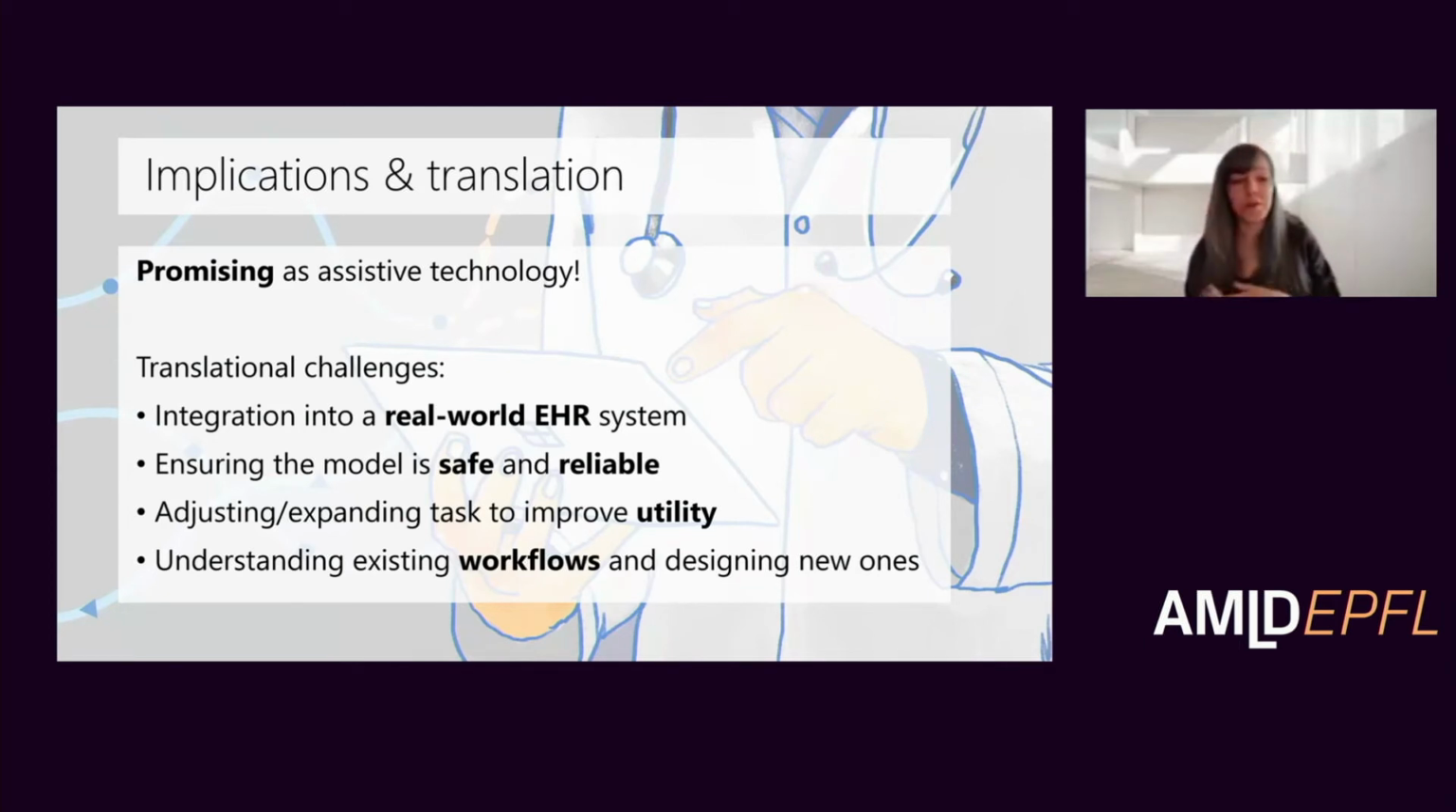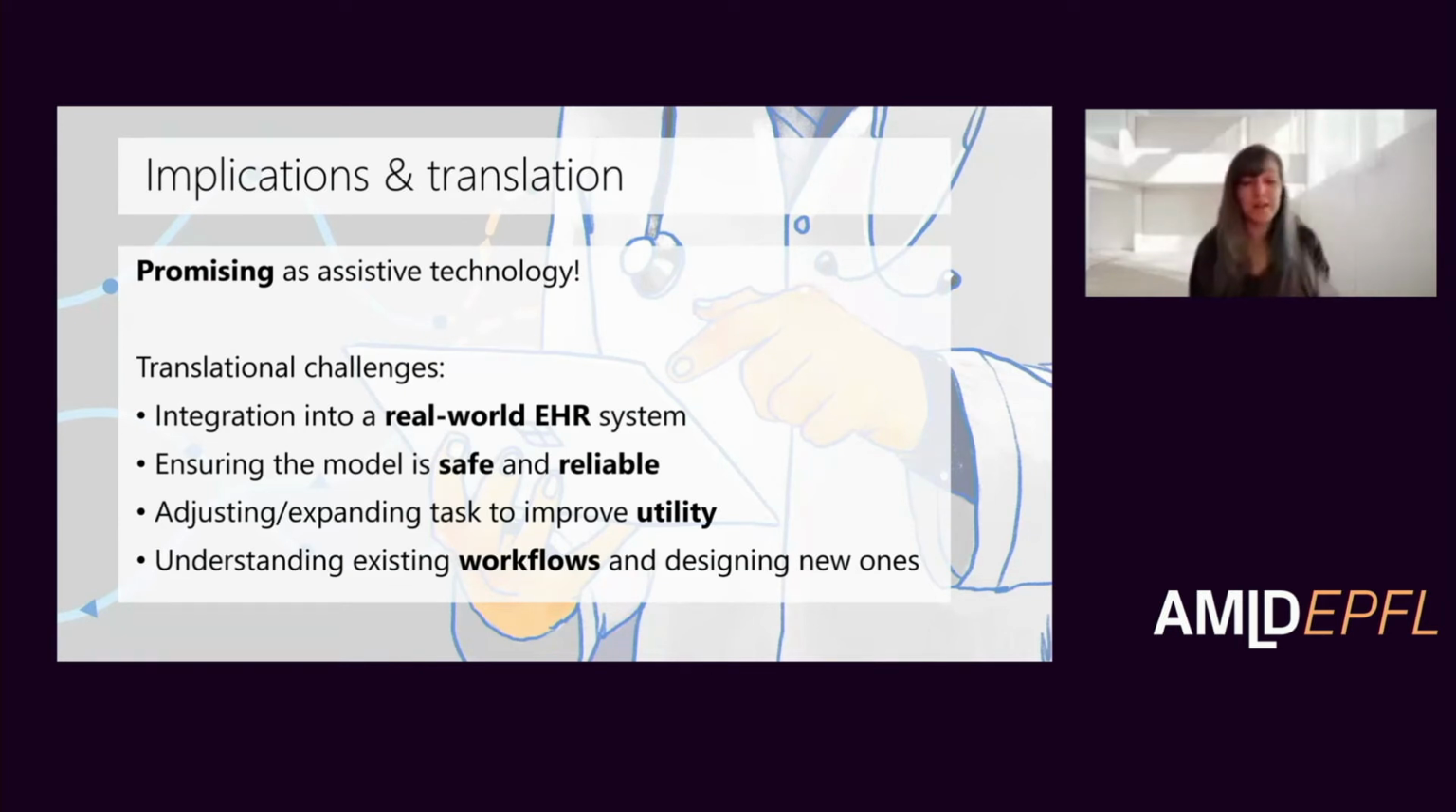On top of that, we need to ensure that the model itself is safe and reliable, because if it is to ever be used on anyone, we really want to stress test it to make sure that it's not going to do anything unexpected. Then there's adjusting the model itself or expanding the task to improve utility. One of the things that we learned in the user studies after the validation study was that hypotension is important, but there are other things that the PACU might want to know about, such as will they need fluids, for example, which could be really impactful to help improve the utility of the model.